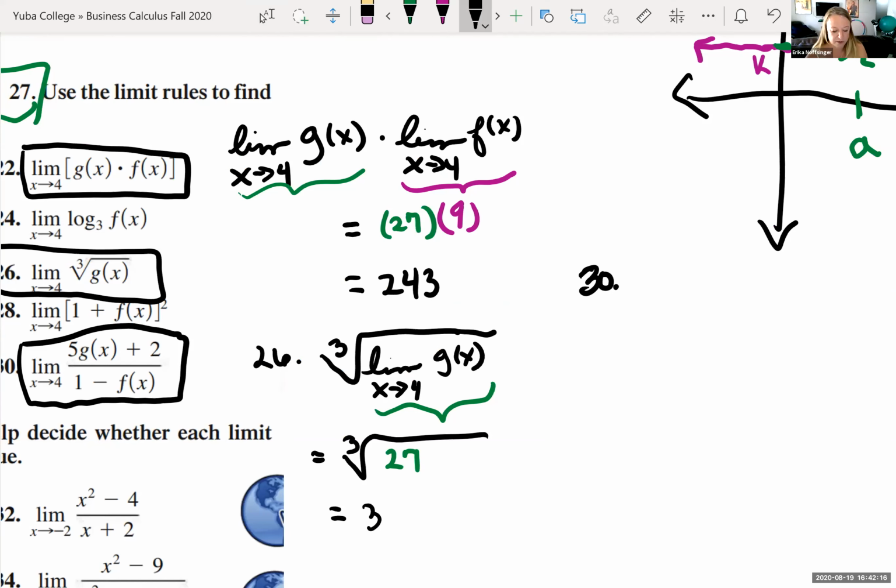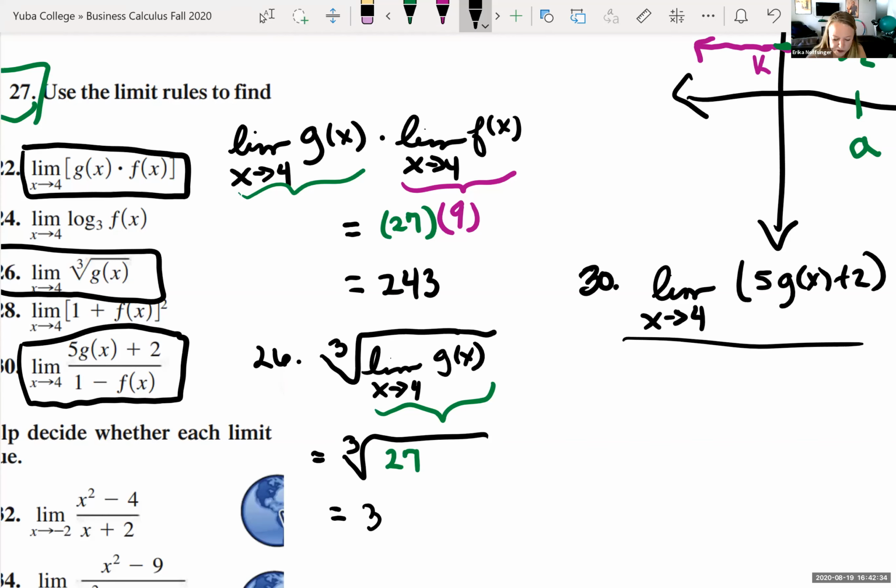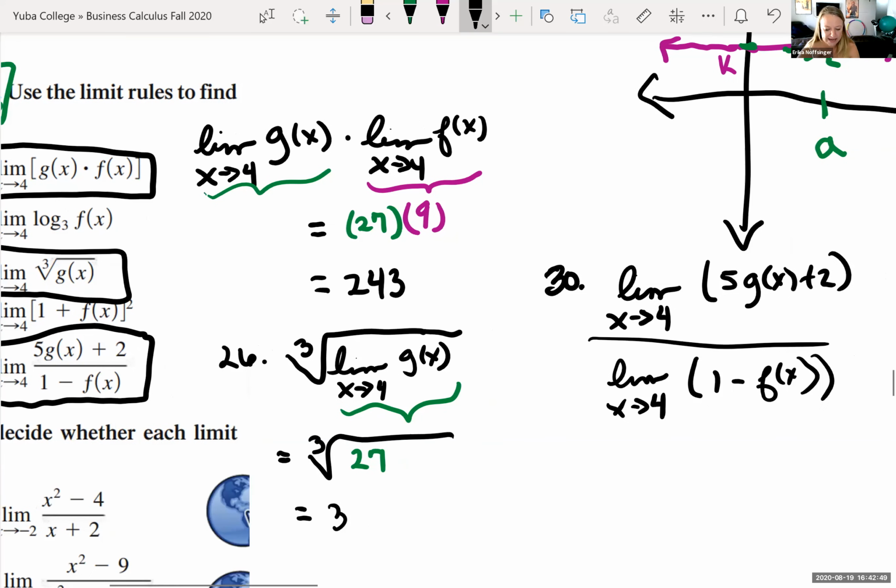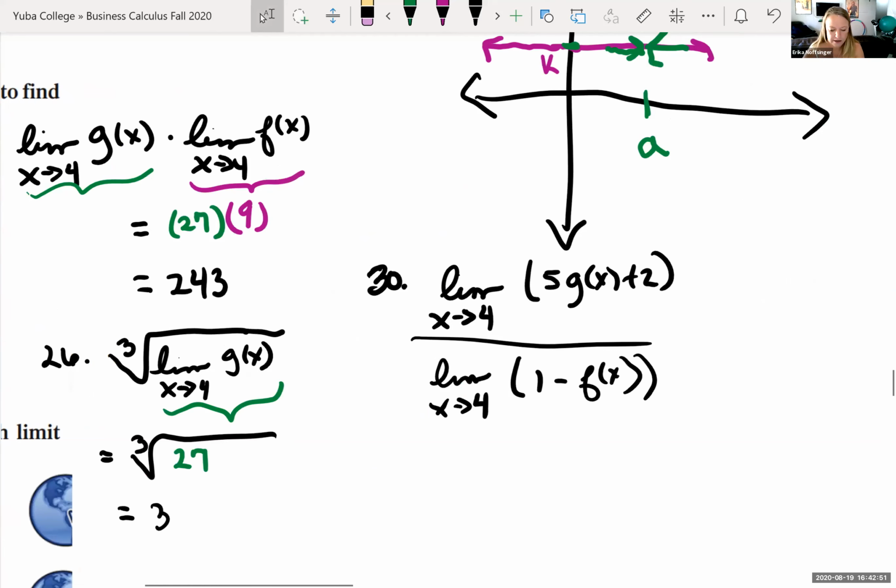Okay. So I'm going to break this down. Remember, if we have a quotient, we could break it down as the limit of the numerator. So we could first break it down as the limit as x approaches 4 of this whole thing, 5 g of x plus 2 all over the limit as x approaches 4 of 1 minus f of x. Well, if I have a sum of terms, I could look at the limit of each term. So I could break that down in the numerator right here as a limit.